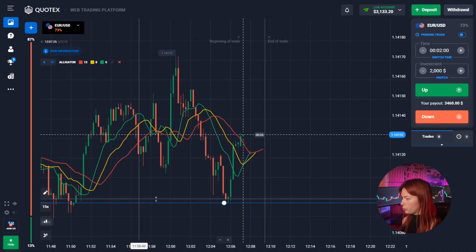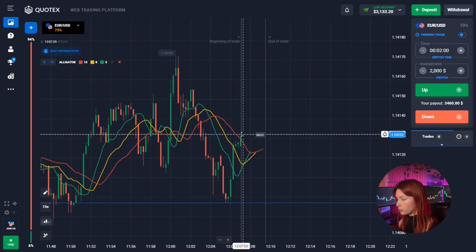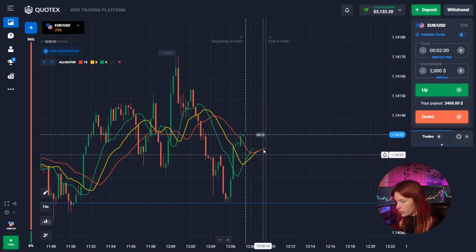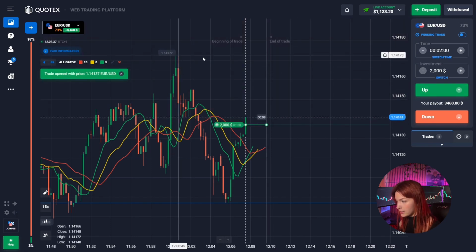So here we have a support level, and the price made a rebound upwards from this level while the green line of the indicator went upwards. Therefore, I suggest opening a deal up since we still have space before the previous price high.